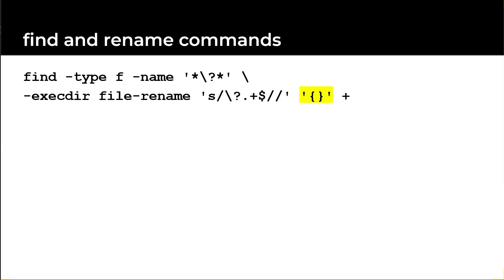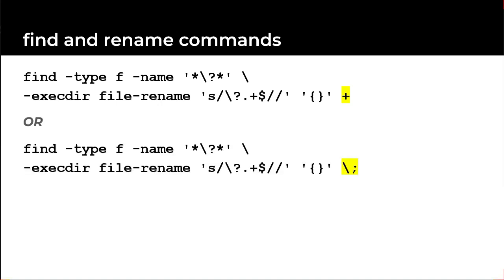'{}' will be substituted by the file paths identified by the find command. And the plus sign was a new one to me. It indicates that all of the output of the find command will be passed to the execdir command at once. Typically, I've seen an escaped semicolon here instead, which would run the command specified by execdir once for each file found. Either will work in this case, but I like the plus sign.